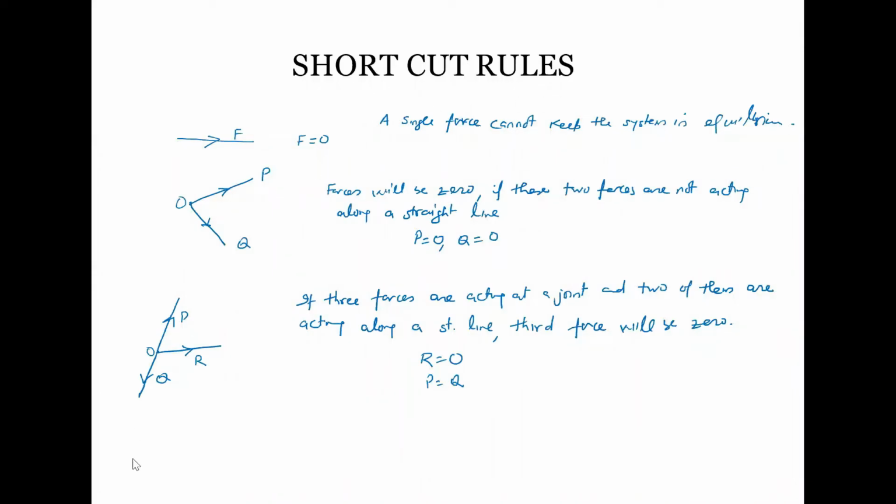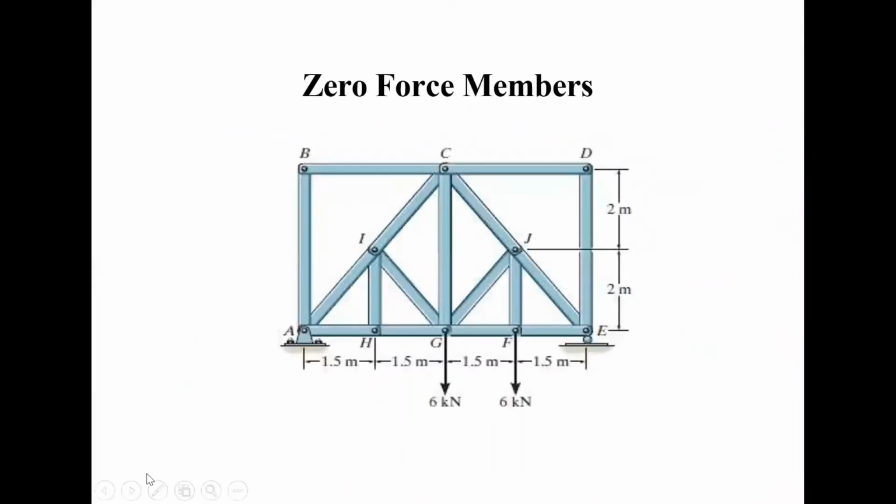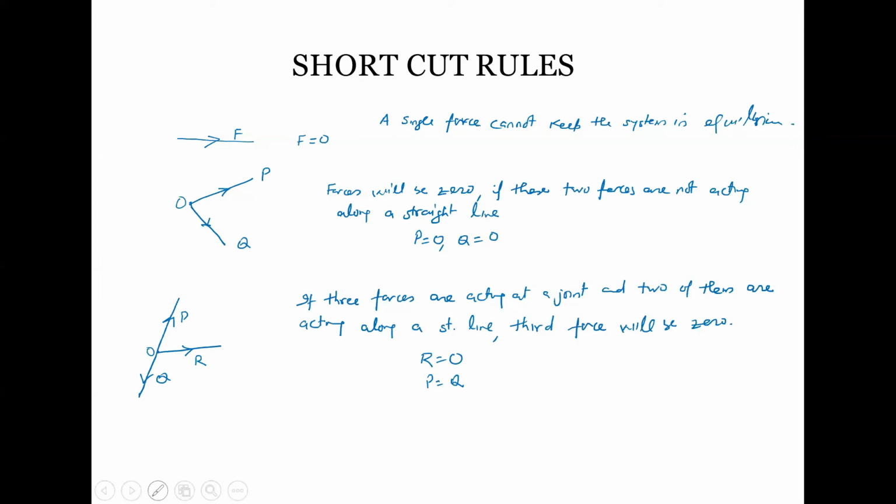We applied these shortcut rules. These shortcut rules were valid only for those joints where either a single force is acting, or two forces are acting, or only three forces are acting. But if you find any joint where more than three forces are acting, then you cannot apply these shortcut rules.